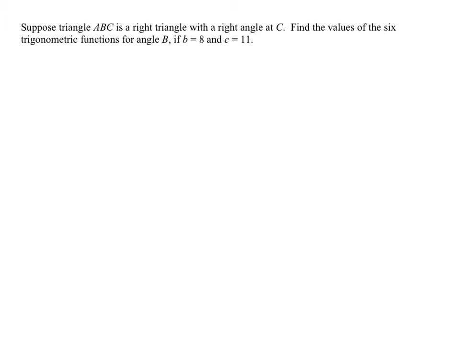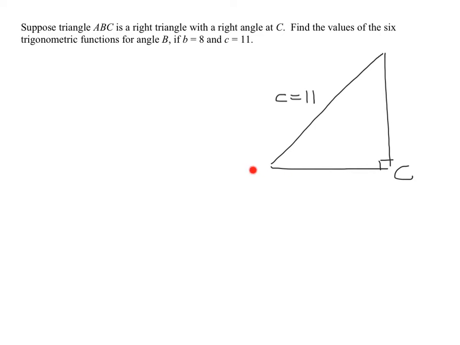I think the first thing it's always very useful to do is just draw a picture. So you sketch out your right triangle, and the right angle is given as C. So we know that the side opposite angle C has to be the side little c. And we know c, the hypotenuse, is 11. Now it doesn't matter which angle I call A or B, so I'm just going to call this one angle A and this one angle B.